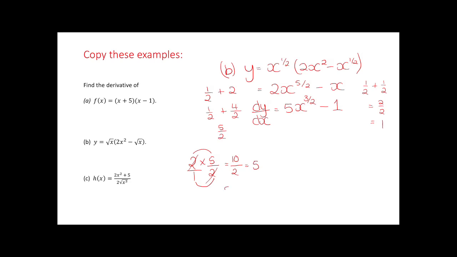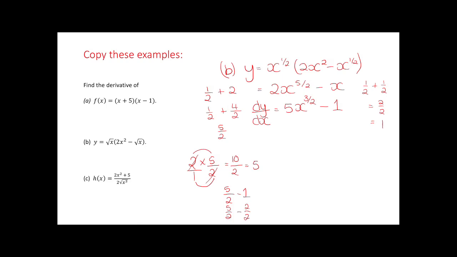And remember, when you decrease that power by 1, so we've got 5 over 2. If we're going to take away 1 from that, that is the same as 5 over 2, take away 2 over 2 for our common denominator, which is where that 3 over 2 is coming from.